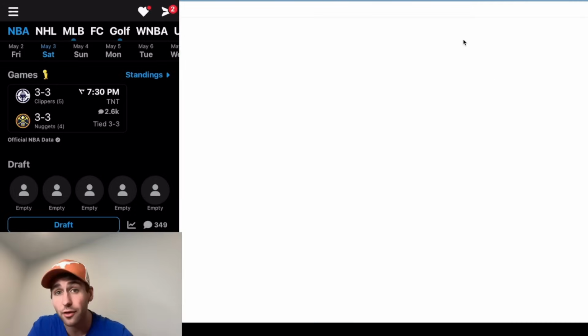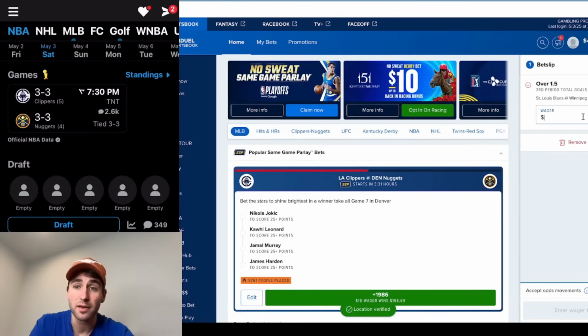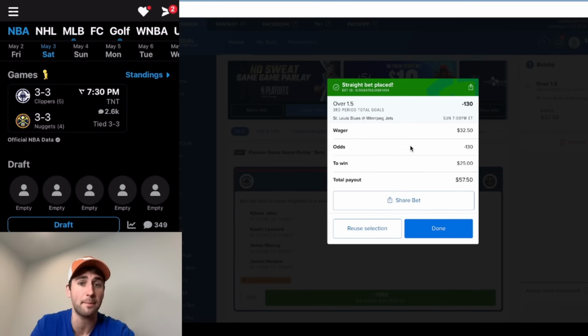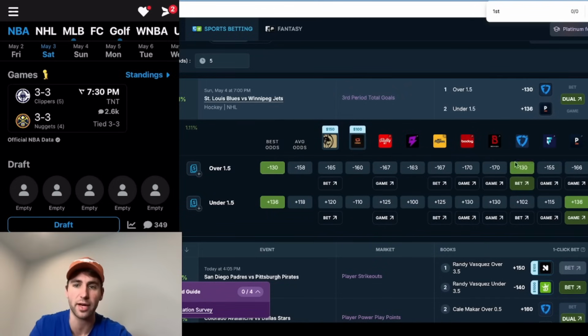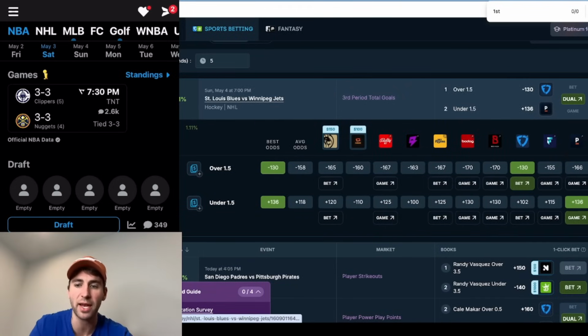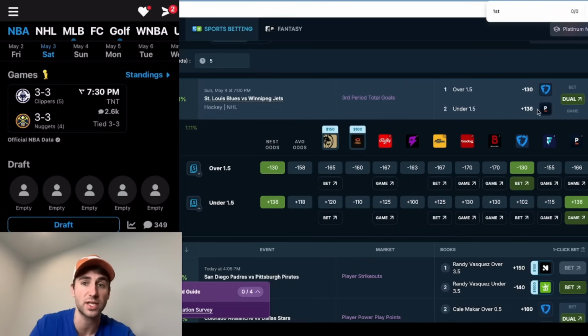Another one, another over for the Blues game. So it's pretty clear FanDuel's offering a lot of value in this Blues game. Over 1.5 third period goals. FanDuel has this at -130, arbitrage to Pinnacle. So either Pinnacle, which is known to be a really sharp book, or FanDuel.